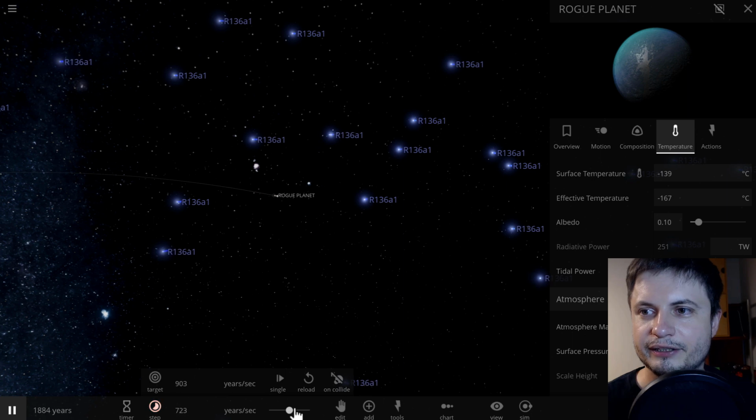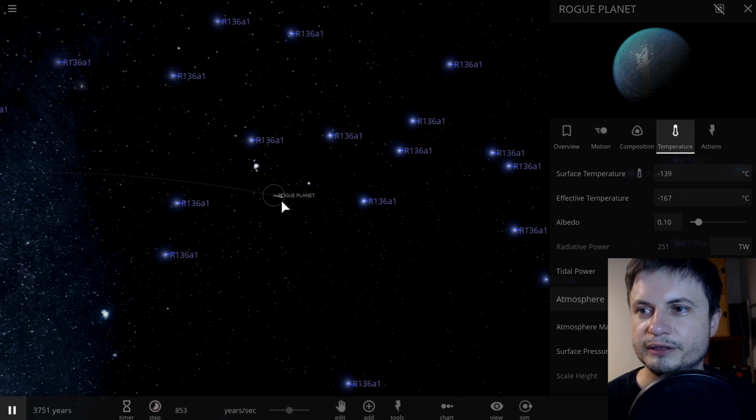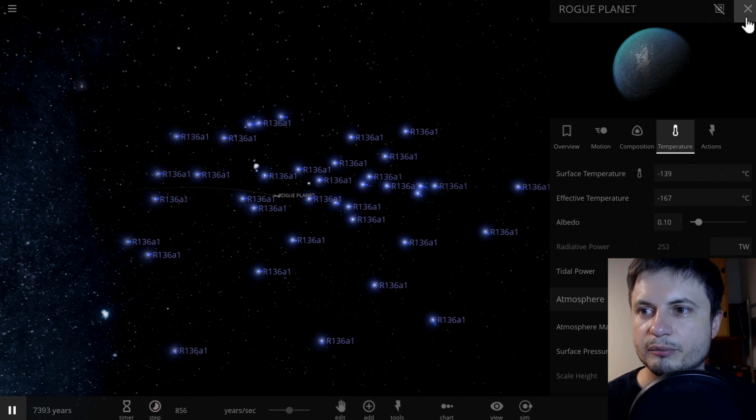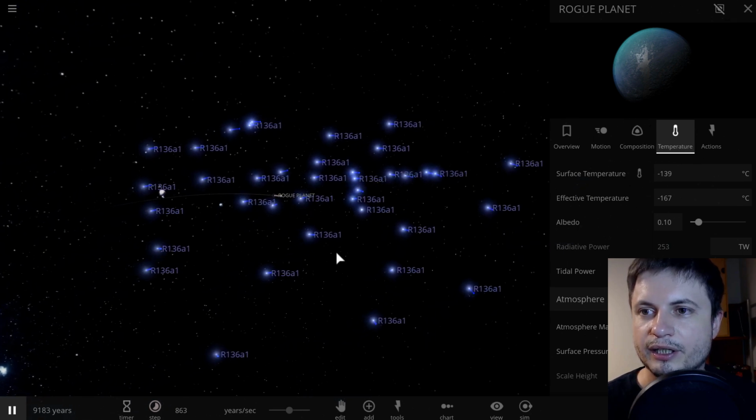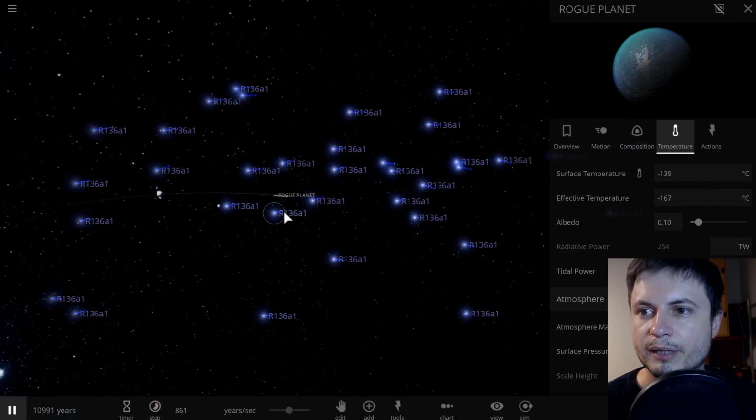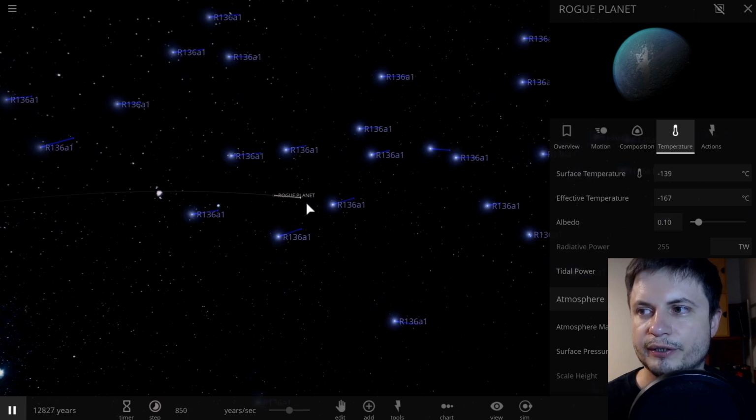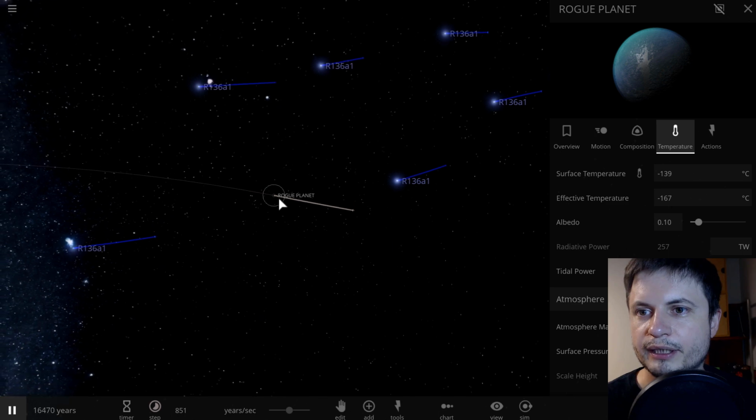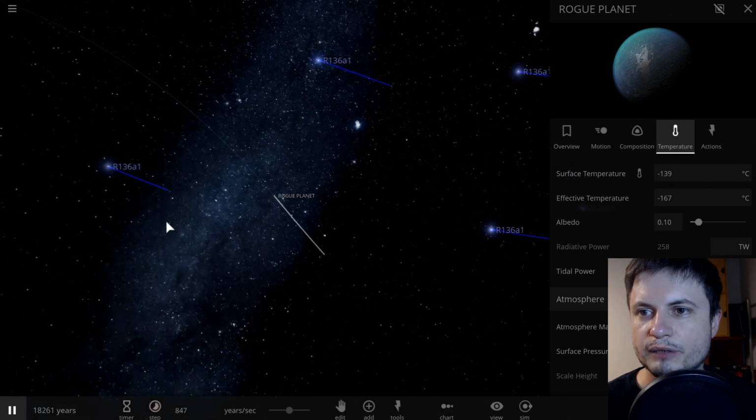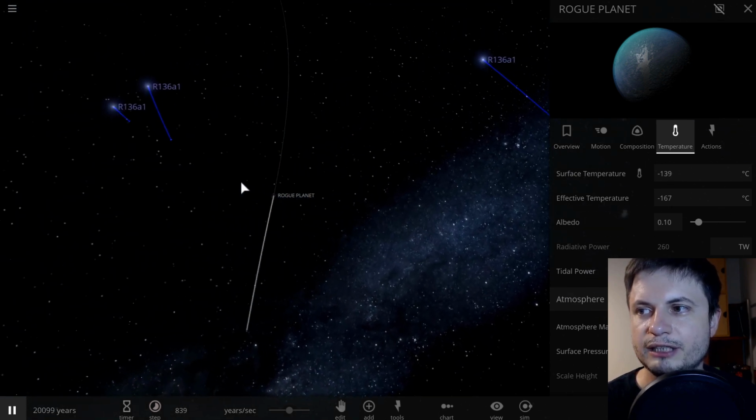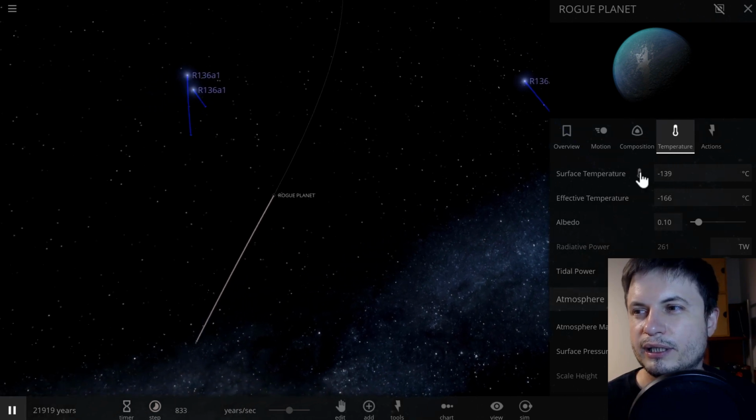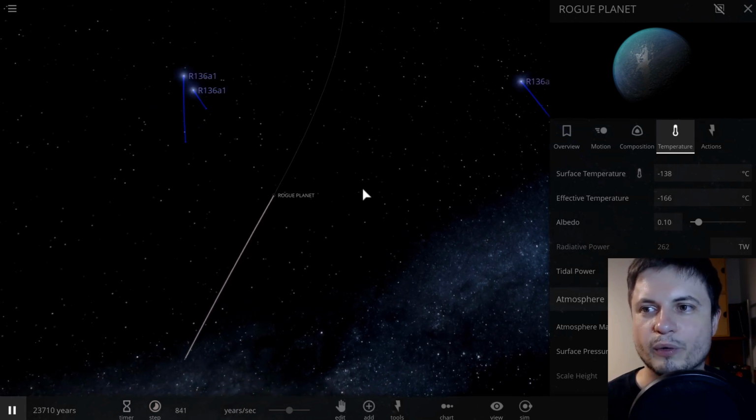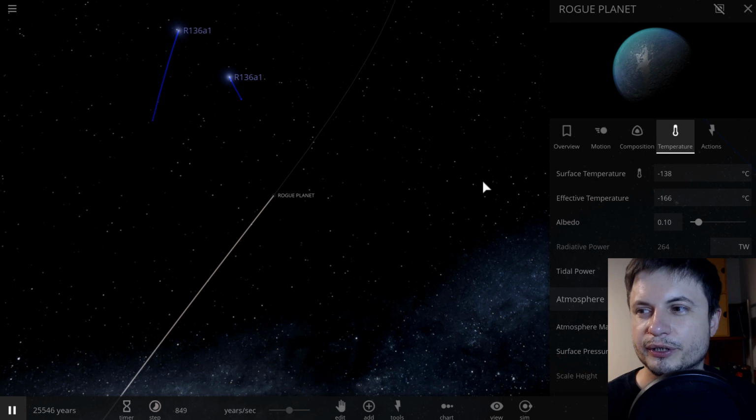Because I think at this point, oh, there we go, it's actually moving a little bit faster now. At this point, all of these objects actually start moving. And some of them might end up colliding with each other. But at the same time, I think my rogue planet is approaching one of the stars, at least getting a little bit closer to it. And you can see the temperature increased by like 1 degree because it moved a little bit closer.